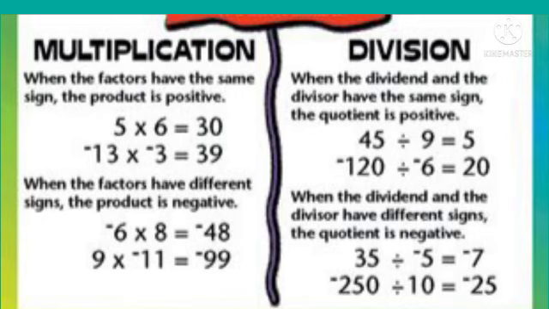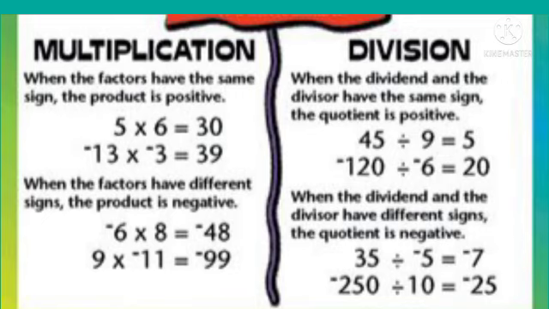Rule 2. When the factors have different signs, the product is negative. Now we can take one example for this case. Minus 6 into 8 is equal to minus 48. 9 into minus 11 is equal to minus 99. In these two examples, we take different signs and get a negative product.